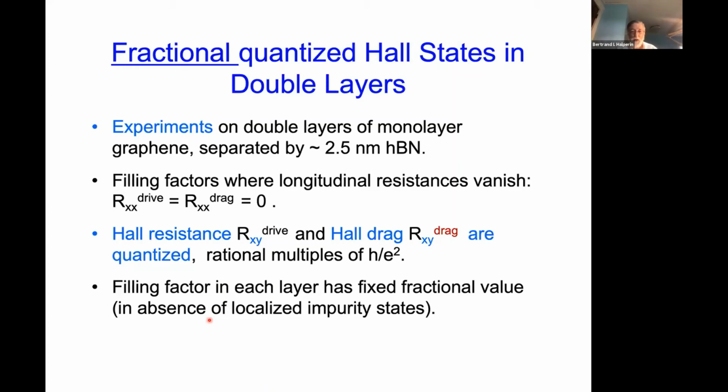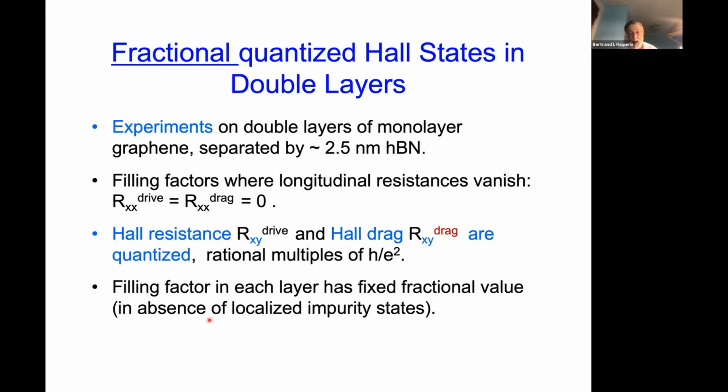Okay, sorry. So returning to the fractional quantized Hall states. A quantum Hall state will be, again, a state where the longitudinal resistance vanishes. So both the drive resistance and the drag resistance vanish. And again, there'll be a quantized Hall resistance and a quantized Hall drag resistance. Again, they're quantized in rational multiples of h over e squared, just as in the state Jim was describing. But in this case, the drive layer and drag layer will have different Hall conductances.